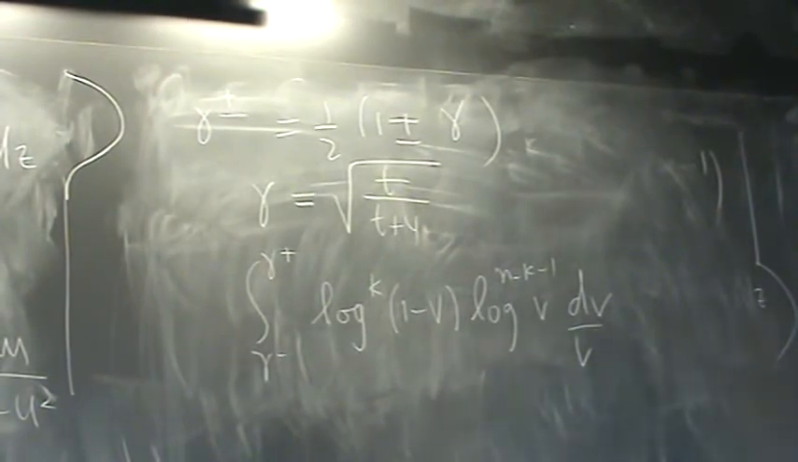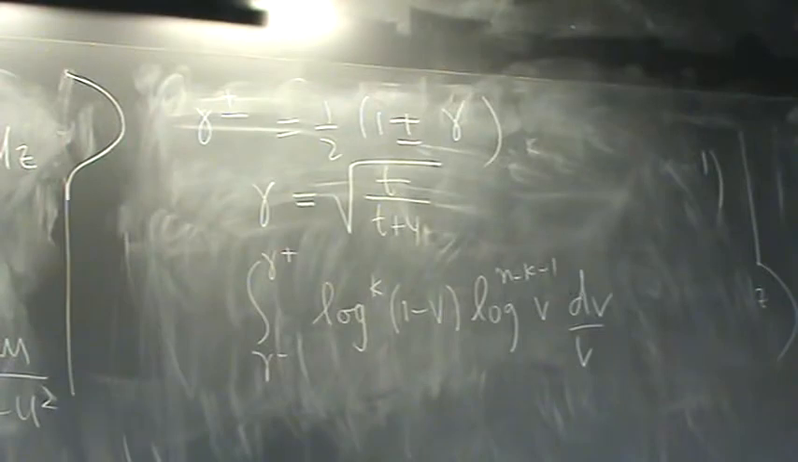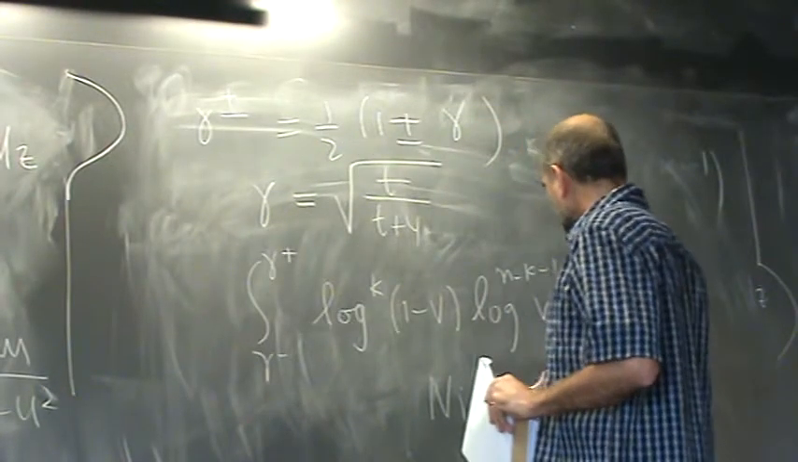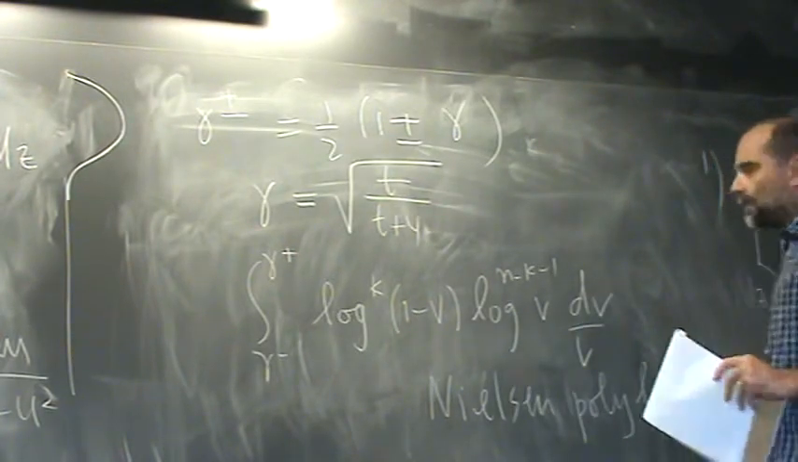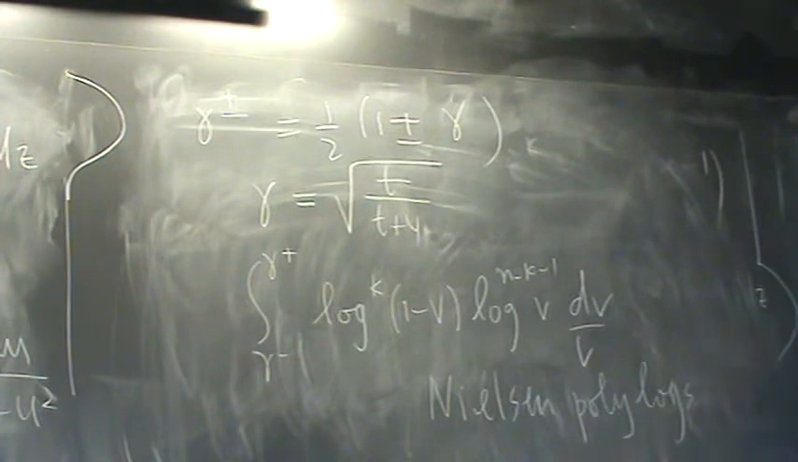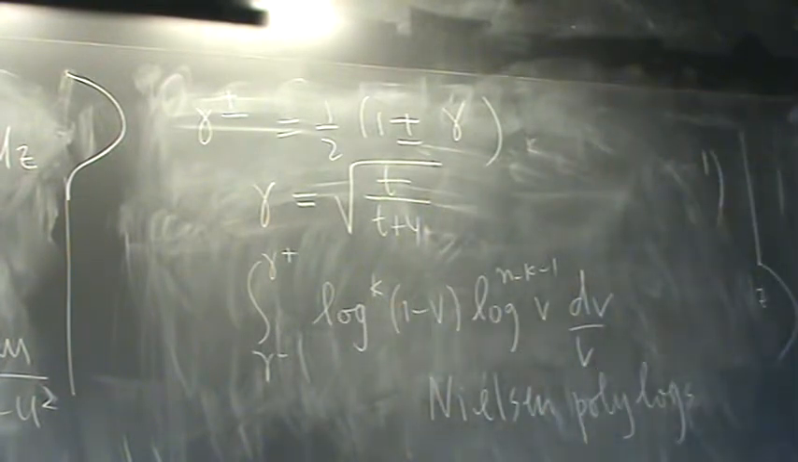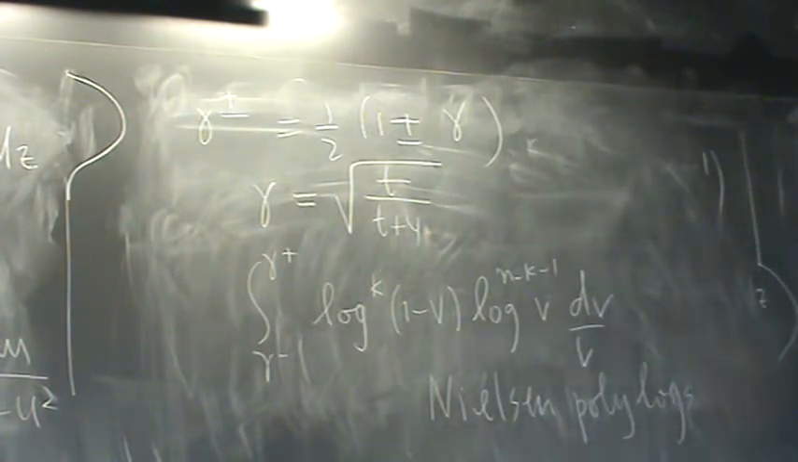So if you played around with polylogarithms and multi-polylogarithms, you may have encountered things like this. People call them the Nielsen polylogs. For small values of n, these integrals can be computed in terms of the usual polylogs. For higher values of n, or rather for arbitrary pairs of k and the other exponent, these are not expected to be reducible to usual one-variable polylogs.